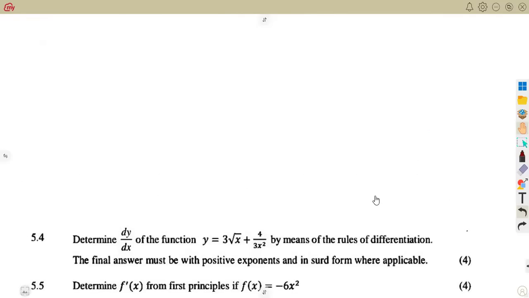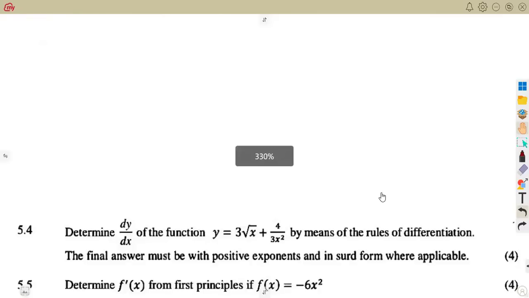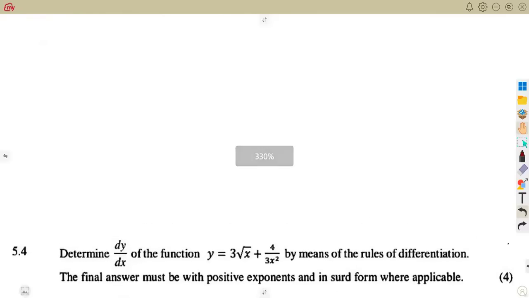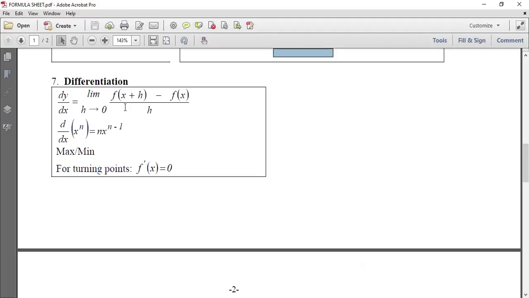Determine dy/dx of this function. All right. Remember your derivatives, dy/dx. You drop the exponent, then you subtract 1 from the exponent. This is the basic view of your derivatives, guys. If you are given x to the exponent of n like that, you drop the exponent, then you subtract 1 from the exponent. It must be a number to a certain exponent.